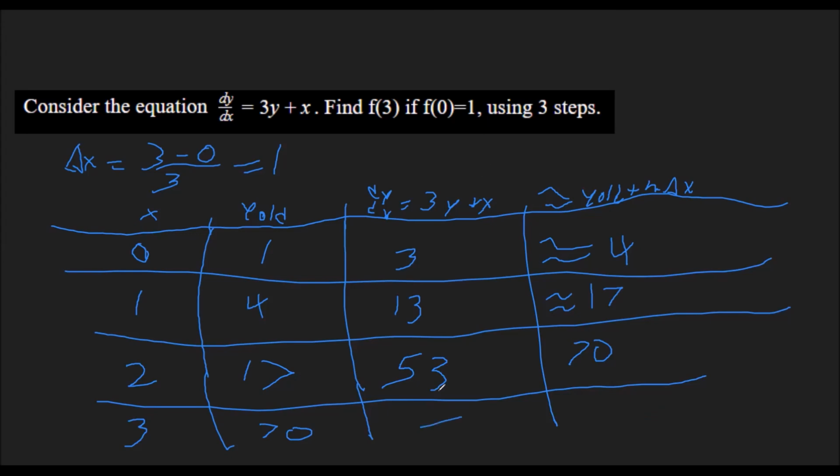So we can state that, I probably should have left room, but we can do it up here. We can state that f of 3 is approximately equal to 70, and that is our final answer.